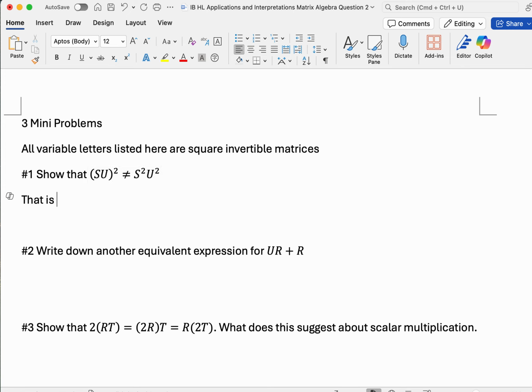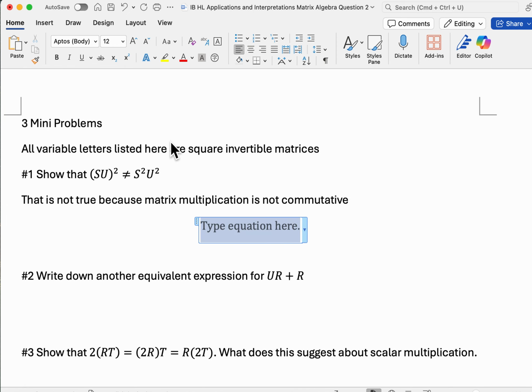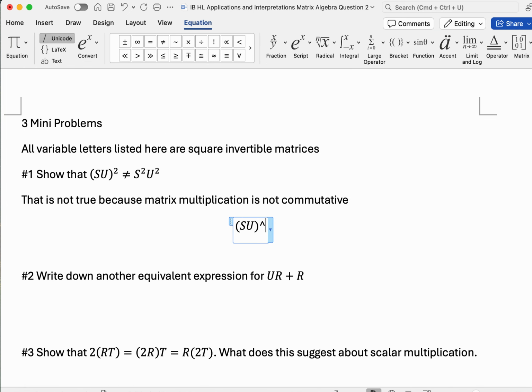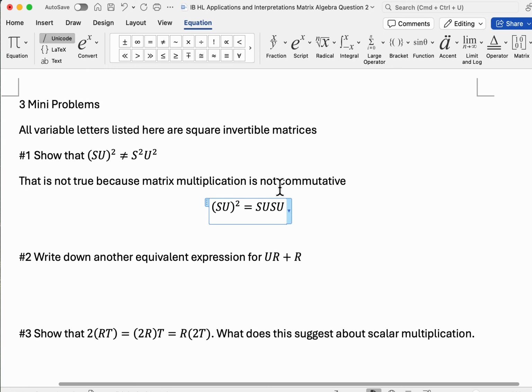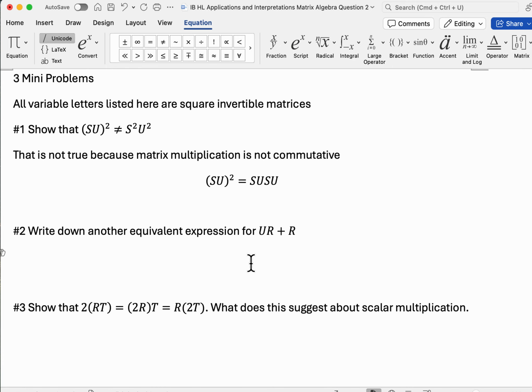Well, that is not true, because matrix multiplication is not commutative. If we were to break this up into a pair, we would get the string SUSU here. We're not allowed to bring the S's and group them together and get the U's to group together, so in this regard, they're not equal to S²U². That's it. This problem is done here.